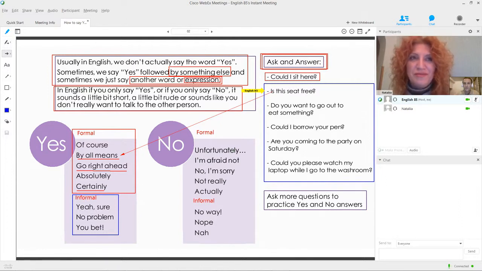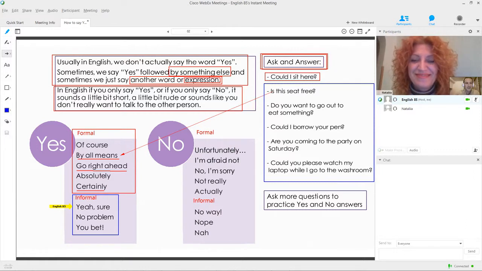Do you like the weather today? Yeah, certainly. Okay, one more. Do you go to the gym every day? Yeah, sure. So here I use an informal expression. Let's say we are friends, and I don't want to be too formal with you, so I just say, yeah, sure.